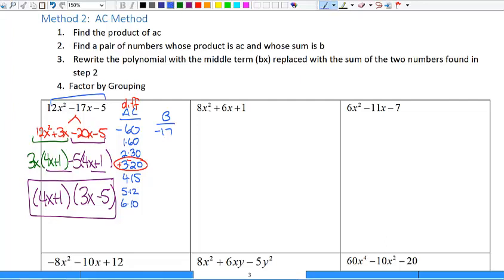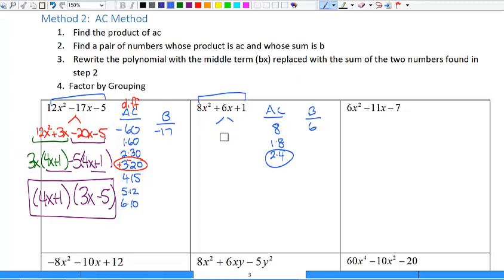Now, if you notice, these are the same exact problems that I used for the other method, the guess and check method. So all of our answers are going to be the same. So you can go back and compare and see which one you like better. But I'm going to go ahead and finish these using the AC method. I multiply A times C, which gets me 8. And my B is 6. So I have the factors of 8, which are 1 and 8, and 2 and 4. It looks like +2 and +4 is going to add up to 6.